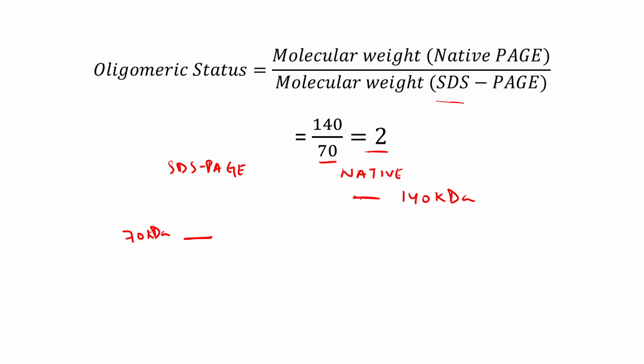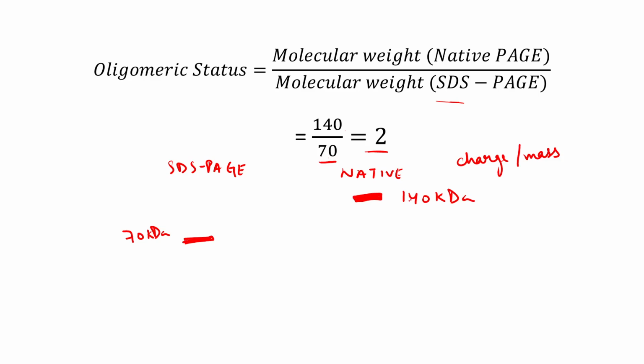That means whatever the molecular weight of the protein, in native PAGE the separation will happen based on the charge by mass ratio. So both charge and mass of the protein will affect its mobility. From the native PAGE gel, if we find out that the protein is 140 kilodalton, and when we did SDS PAGE, we saw a band at 70 kilodalton. That means some part of 140 is going into 70, right?